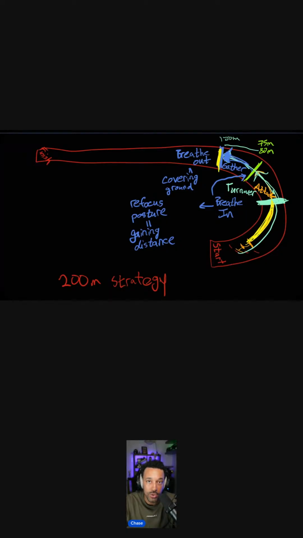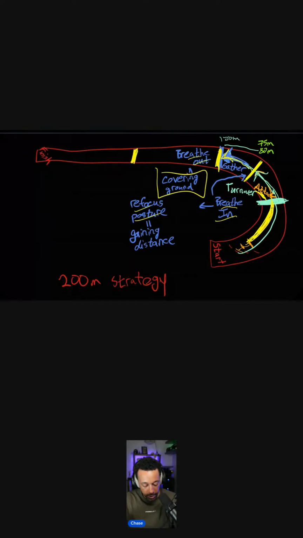But what you'll see is people try to jog the turn and they don't attack. That's why we coach our athletes to be in the lead off this turn, right? You've done your breathe in when you got in here at about 80 meters off the turn. You come off, you breathe out here, you refocus on posture and covering ground, okay?